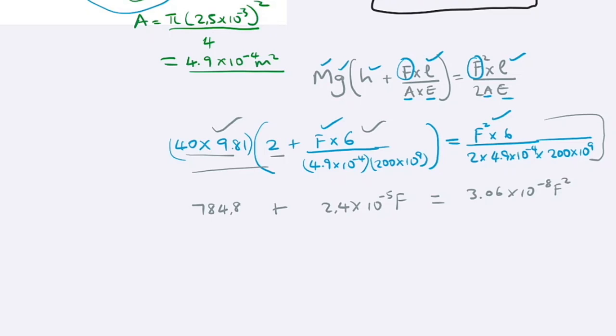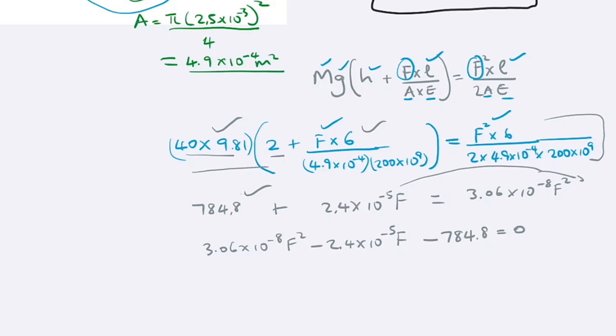It is a quadratic equation. Let us rearrange it and equate it to 0. When we take all this to that side, it's going to change sign. It's going to be negative 2.4 times 10 to the exponent negative 5 F. Also, when you take this across the equal sign, it's going to be negative, all equated to 0. Then you can solve it.